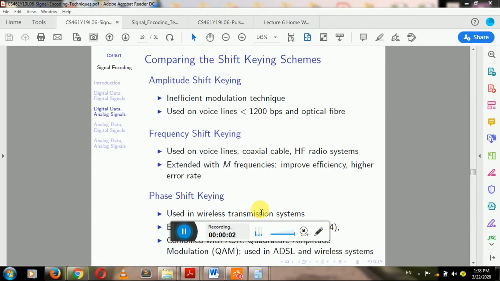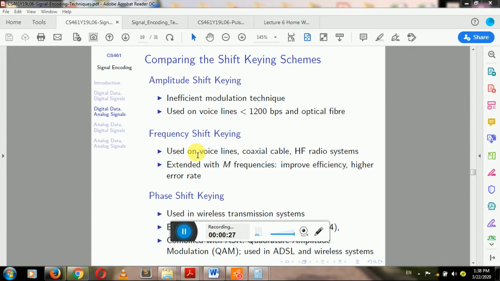Here we compare the different shift keying schemes, analog shift keying schemes. The first one is amplitude shift keying. Amplitude shift keying tends to be quite inefficient in terms of occupying bandwidth, and is used when we have a very low data rate and a very large bandwidth, like optical fiber.